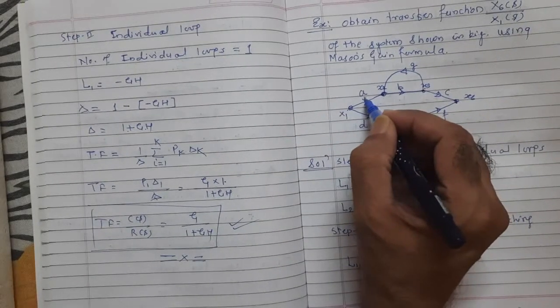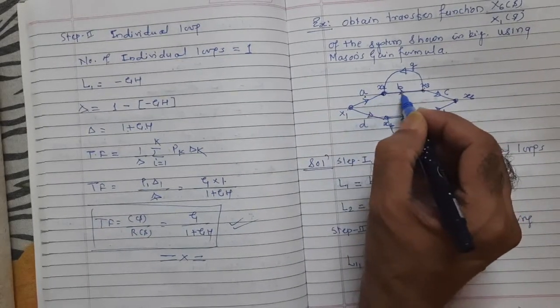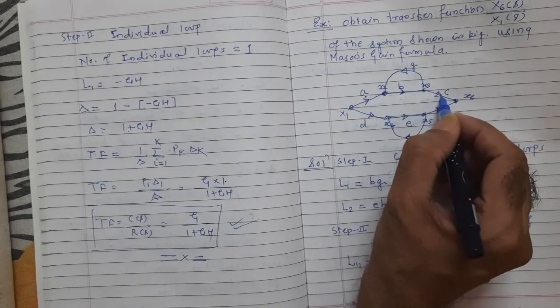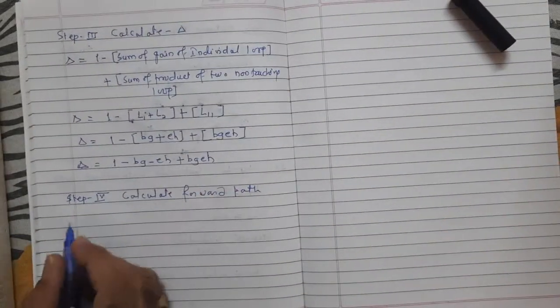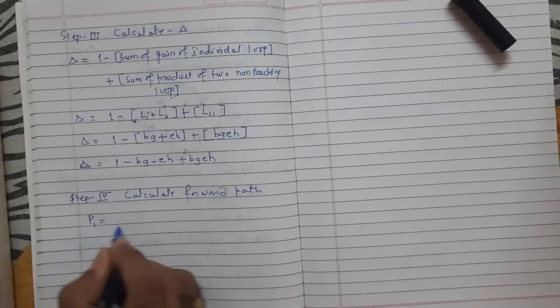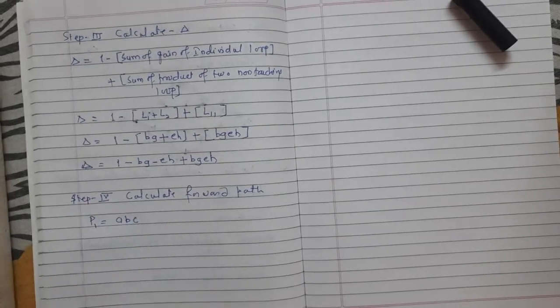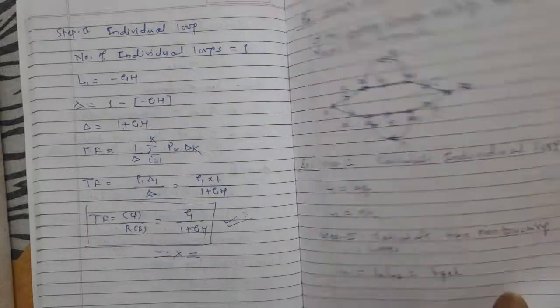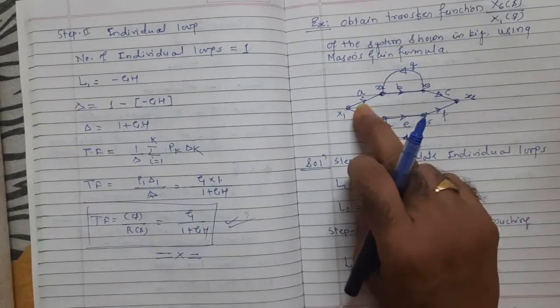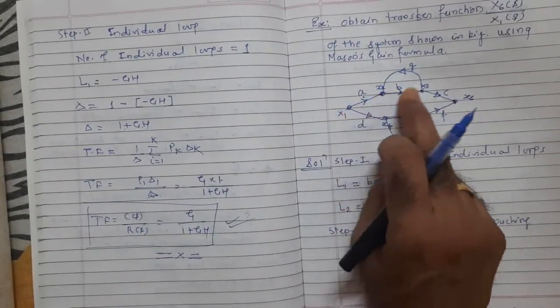What is the gain of this path? That is a. What is the gain of this path? That is b. And what is the gain of this path? That is c. So we can write P1 equals a into b into c. This is the gain of the first forward path, our first forward path.